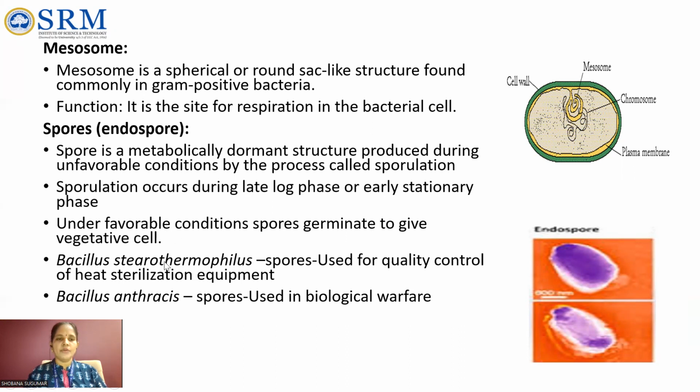Examples of spore-containing bacteria: Bacillus stearothermophilus produces spores which are used for quality control of heat sterilization equipment, such as for checking whether the autoclave is working properly or not. For that, we can use Bacillus stearothermophilus spores. And Bacillus anthracis is another example of a spore-containing bacterium, which is used in biological warfare. So we have seen in detail the internal and external structures present in bacteria. Thank you.